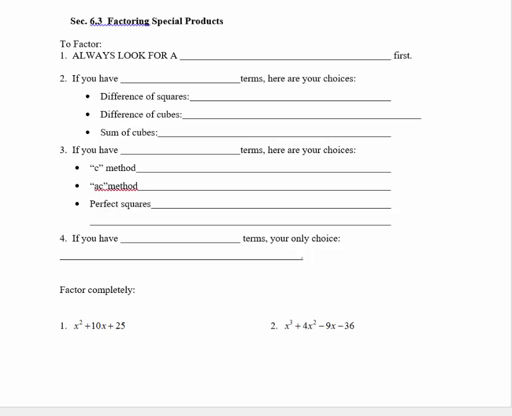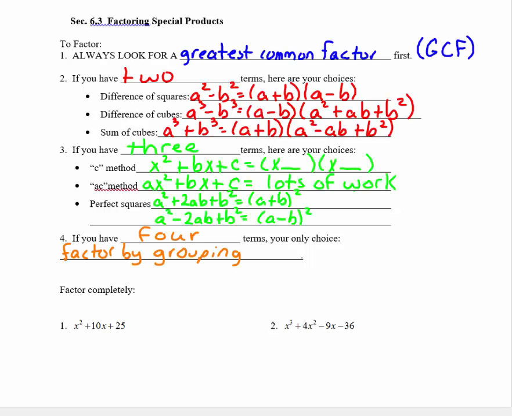So, in 6.3, we have, in a sense, four ways we're going to look to factor. Number one, we always look for GCF first. GCF stands for greatest common factor. So always look for greatest common factor, no matter if you have 2 terms, 3 terms, or 4 terms.